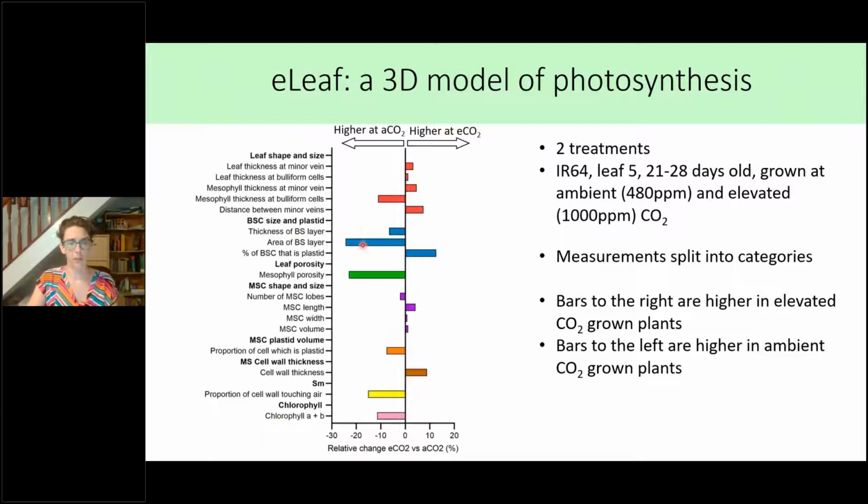In this graph, it's a bit of an unusual way to look at the data perhaps, so I'll talk you through it a little bit. Draw your attention to, say, the mesophyll porosity here. This bar goes over to the left-hand side on the graph, and that means that the value of mesophyll porosity is higher, about 20% higher, than at elevated CO2. Draw your attention to another one here, the cell wall thickness. This bar goes to the right-hand side, which means that the cell walls are thicker at elevated CO2 compared to ambient CO2.